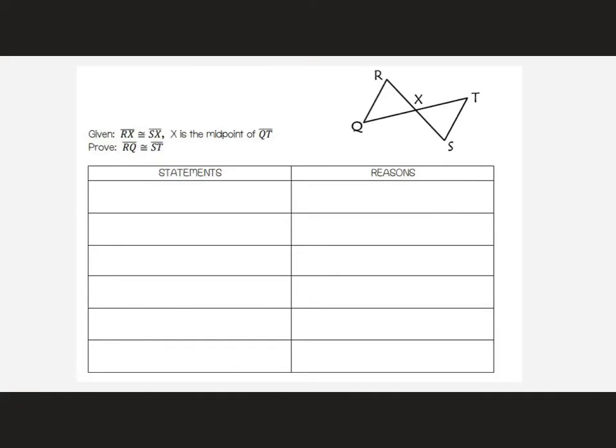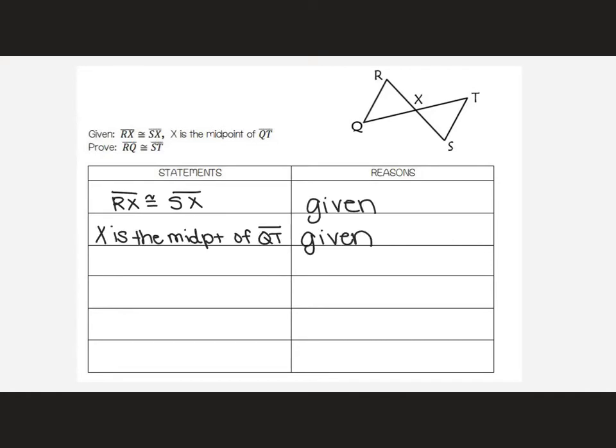For our second proof, we're going to write down our givens, write the word given, and then we're going to start marking our diagram. The first given says RX is congruent to SX, so I can mark both of those sides with 1 tick mark. Next it says X is the midpoint of QT. If you look, segment QT is right here.